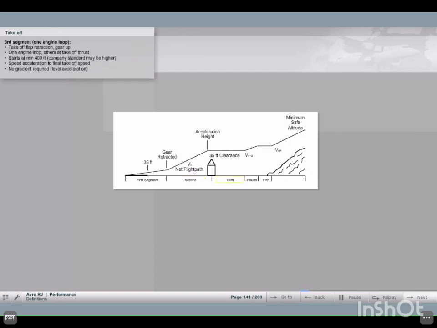Third segment, one engine inoperative. Configuration: flap retraction, landing gear retracted. Power: one engine inoperative, remaining engines at takeoff power. Start altitude: minimum 400 feet, may be higher due to company standard or obstacles. Speed: acceleration to final takeoff climb speed. Gradient requirement: none. Level acceleration is allowed.